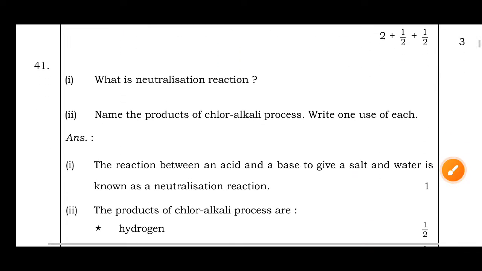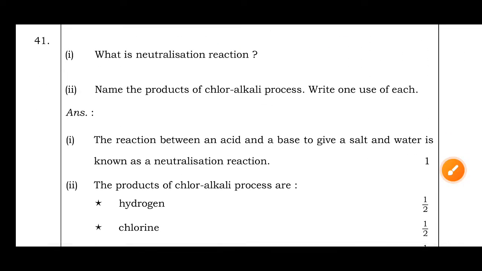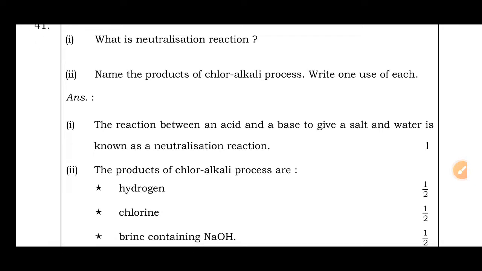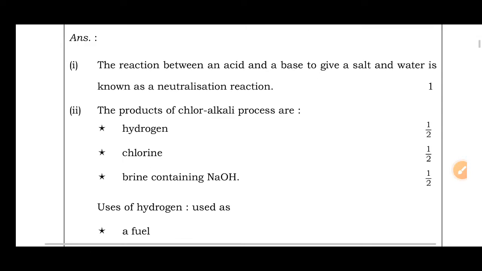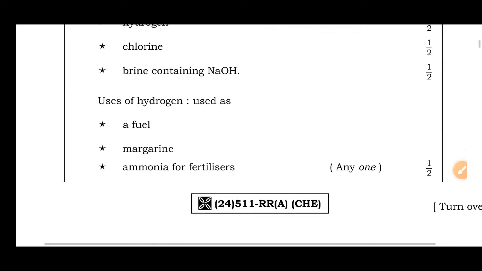The next question: what is a neutralization reaction? Name the products of the chlor-alkali process. Write one use of each. The reaction between an acid and a base that gives a salt and water is known as a neutralization reaction. The second question: name the products of the chlor-alkali process. The products are hydrogen, chlorine and brine containing sodium hydroxide.